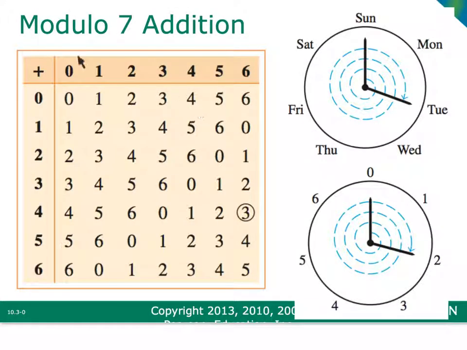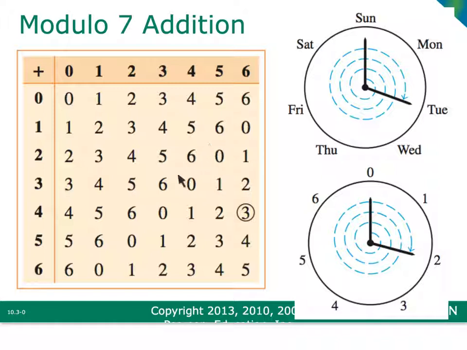Okay, so here's mod 7 addition, or modulo 7 addition. So here's our operation, and these are the elements. Notice we have 0, 1, 2, 3, 4, 5, 6 going down, and then 0, 1, 2, 3, 4, 5, 6 going across. Now, if you get to a number that's 6 or less, it doesn't matter. You just add them, right? Like 3 plus 0 is 3. You can see 2 plus 0 is 2, 2 plus 1 is 3, 2 plus 2 is 4.